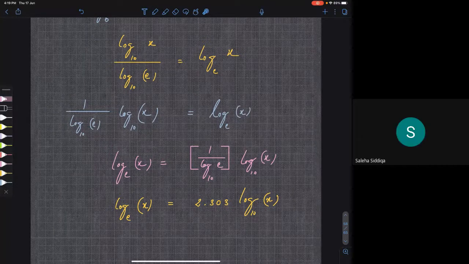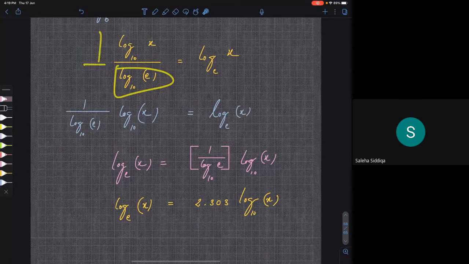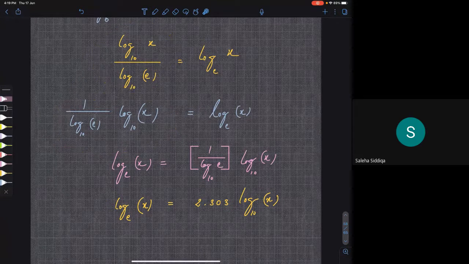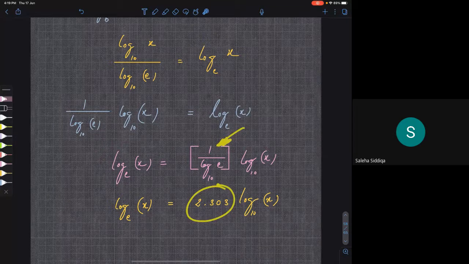Sir, why are we writing 1 by log e? Because that is what is in the expression. This thing I am just writing as 1 by log e. This and this are the same. You are getting my point. Now if I calculate the value of 1 by log e to the base 10 in a calculator, I'll get 2.303. You are getting my point.